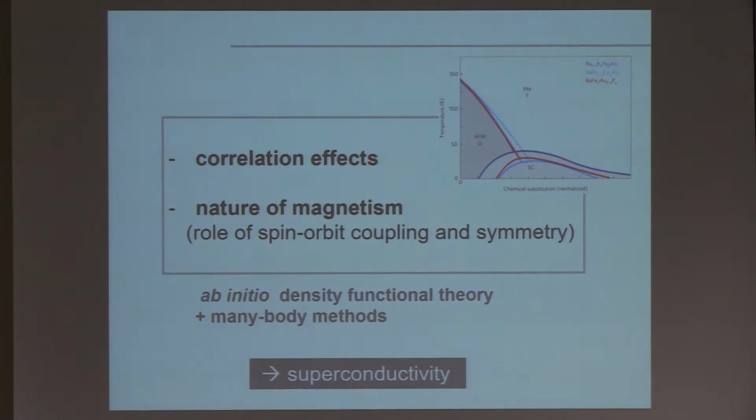So I will show you that, in fact, in these materials, there is a new class of materials that have been discovered where one finds magnetism which is a skyrmion-like magnetism. So maybe we can go here to topology. And the methods that we are using in order to describe these materials theoretically are a combination of density functional theory with many-body methods.